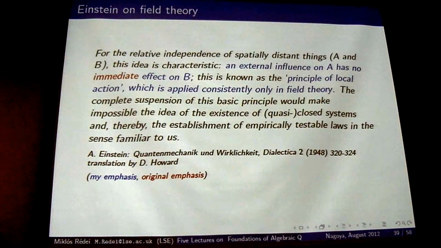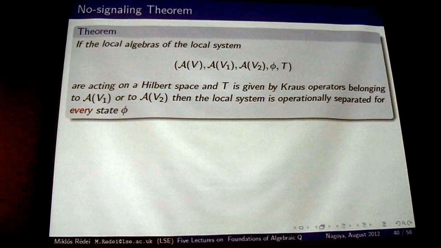So what Einstein says here is essentially that in the field theoretical paradigm, operational separatedness should hold. This is how I claim one should read Einstein's 1948 words. This is from the famous paper, Quantum Mechanics and Reality, originally in German. But that was just a historical remark that the idea of operational separatedness goes back to Einstein's 1948 criticism of ordinary quantum mechanics. Now, does this operational separatedness hold in quantum field theory?